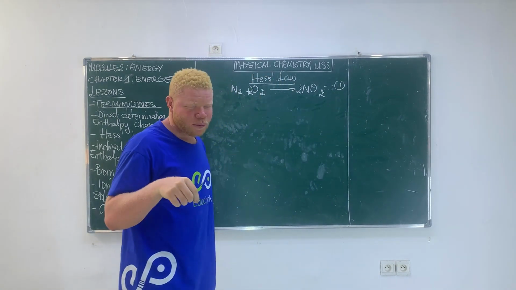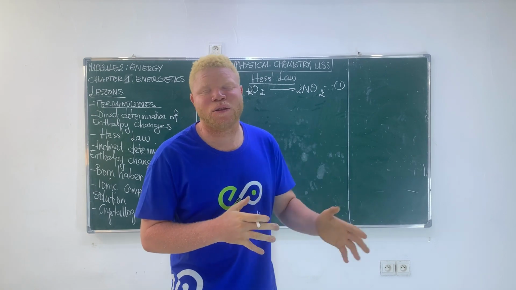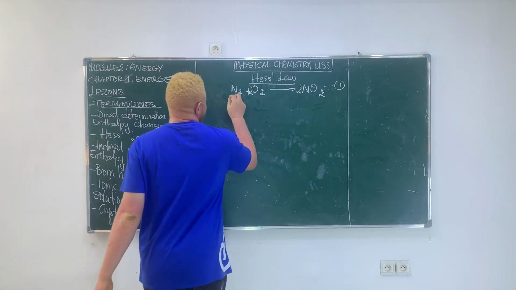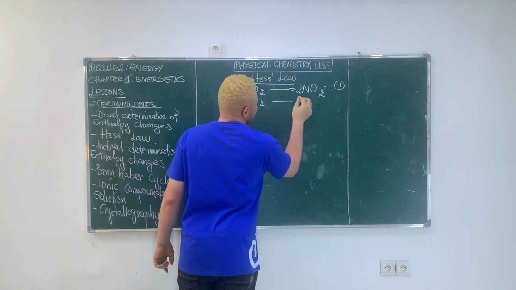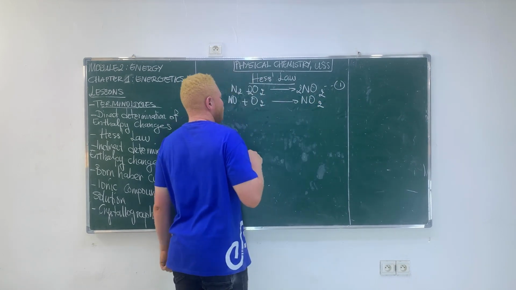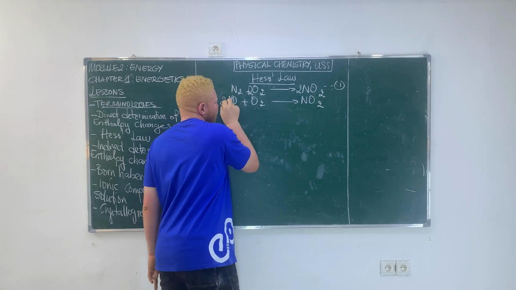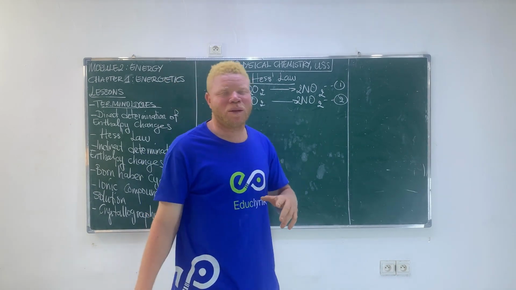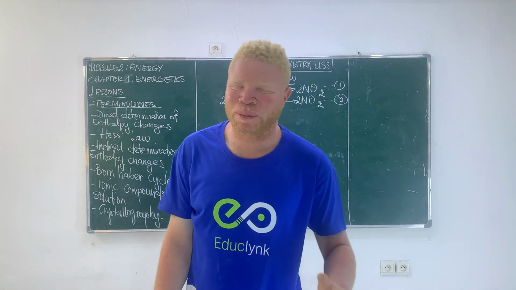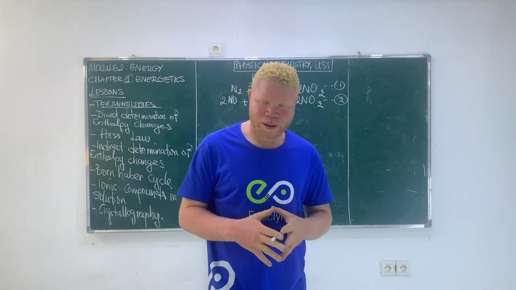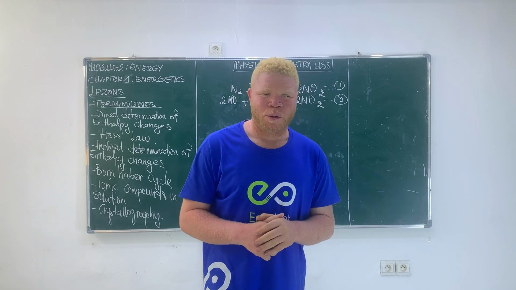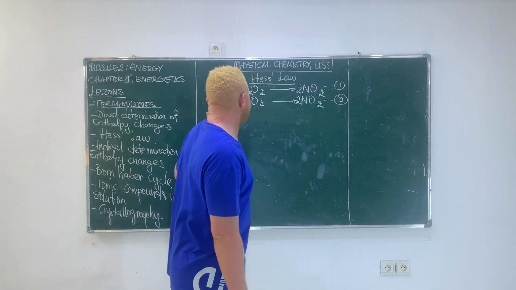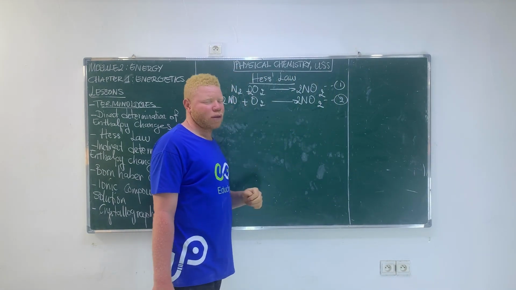Now reaction 2. In reaction 2, I'm still producing NO2, but I'm taking different reactants. The reactants in this case are NO plus O2 giving NO2. I put 2 here to balance the equation. Equations 1 and 2 are similar, in the sense that the products are the same, but the reactants are different. For the first reaction, I have N2 plus O2 giving 2NO2. In reaction 2, I have 2NO plus O2 giving 2NO2.